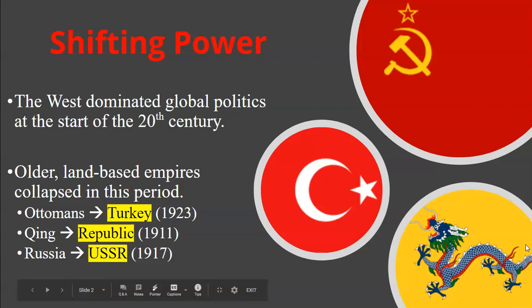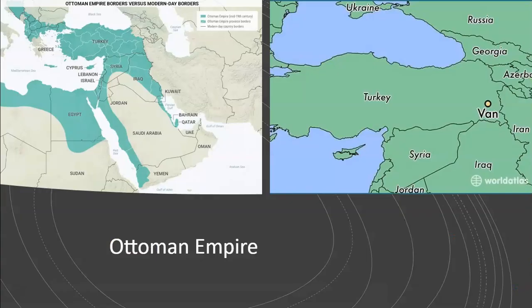All right. We know there's a lot of shifting power happening right now. The West was dominating global politics at the start of the 20th century. Remember all those older land based empires we've talked about? They're going to collapse. The Ottoman Empire is going to basically consolidate and fall into what is now today Turkey. The Qing Empire is going to become the Republic of China, and Russia is going to become the USSR. So the Ottomans, Turkey kind of comes around in 1923, the Republic of China is 1911, and the USSR is in 1917. We'll get into all the revolutions that occur and make all these things possible.